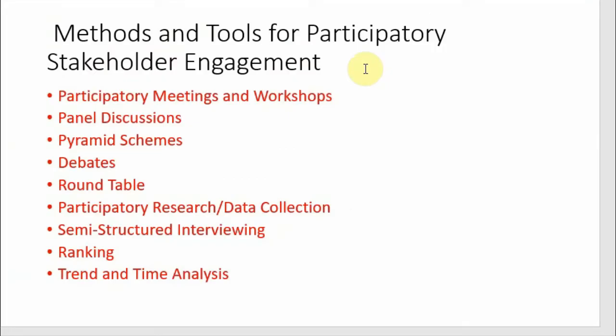Now the methods and tools for participatory stakeholder engagement. The first method is to have a participatory meeting and workshop. Whenever you are going to work out a flood reduction plan, the first thing you have to do is conduct a meeting and workshop on it. Okay. Next, we will have a panel discussion. In order to get a deeper discussion, we should have a panel discussion.